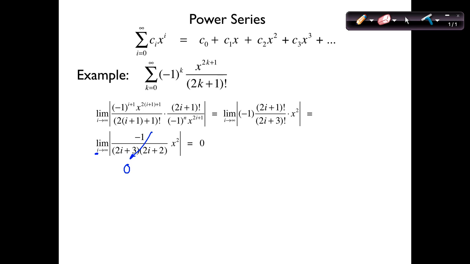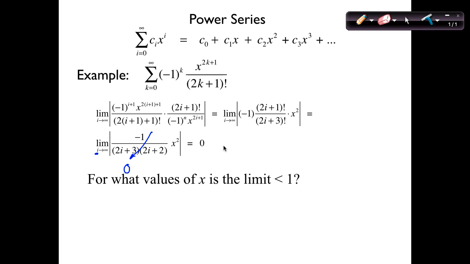And according to the ratio test, when does this converge? What does the limit have to be to converge? Less than 1. So the question is, what values of x make the limit less than 1? We got the limit was 0 for all values of x, right? So for what values of x is it less than 1? All values of x. No matter what x is, this thing goes to 0, and so it's less than 1.